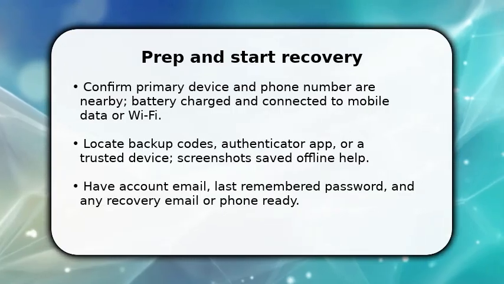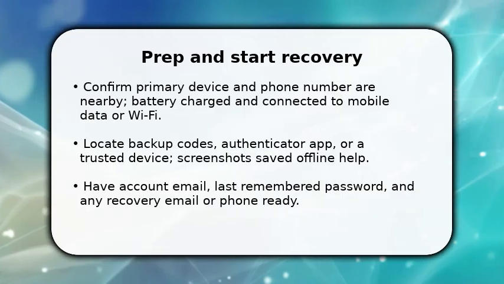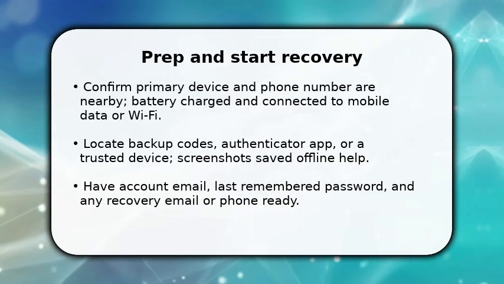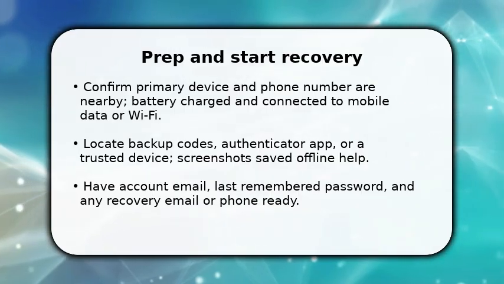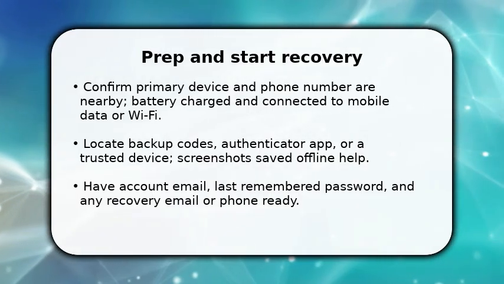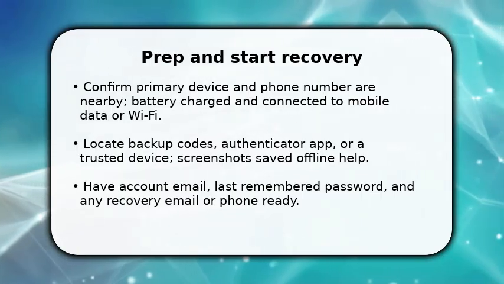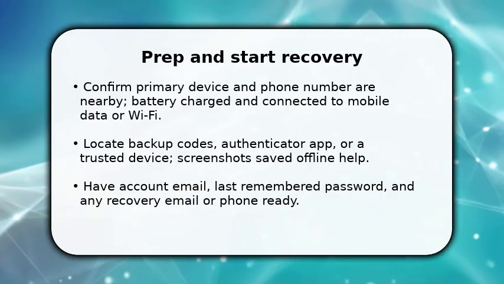You begin by gathering the essentials: your primary phone, any backup codes, and the last password you remember. Once ready, open the Google account sign-in page and choose the account. When prompted for two-step verification, pick Try Another Way or I don't have my phone to reveal alternate options.